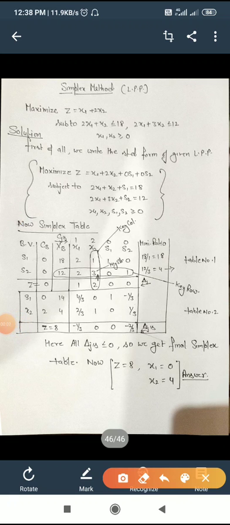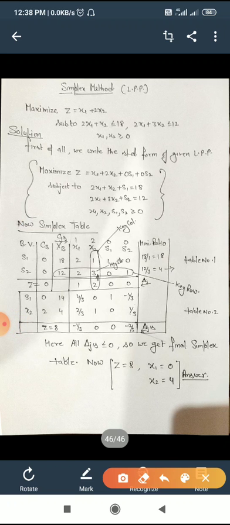Hello students, today we discuss the simplex method. In the previous lecture on linear programming problems, we discussed the graphical method. Now we discuss how to solve a linear programming problem using the simplex method.